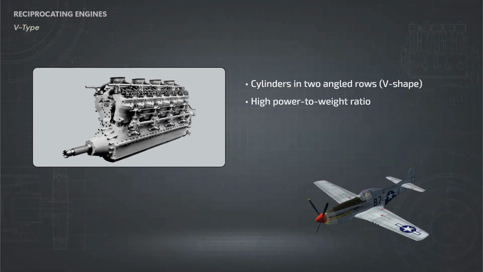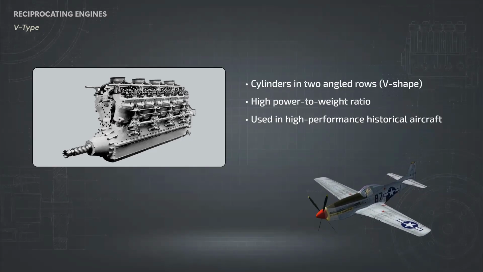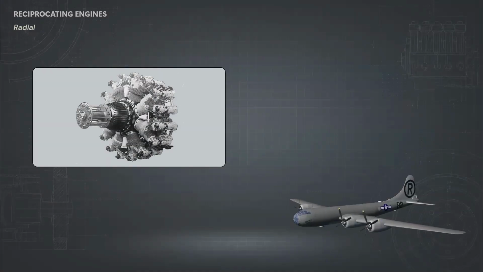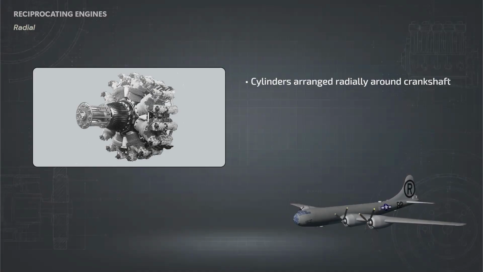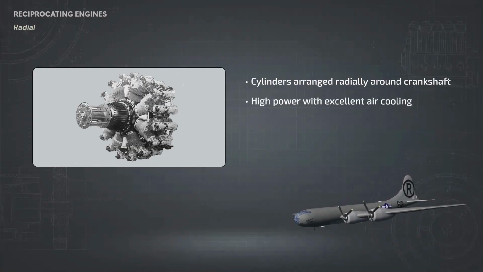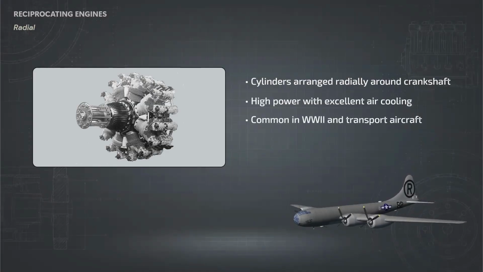V-type aircraft engines were widely used during the development of high-performance piston aircraft, particularly before turbine engines became dominant. A radial engine arranges its cylinders around a central crankshaft. Radial engines became especially important during the golden age of piston-powered aviation. Their air-cooled construction and robust design made them well-suited to many military and transport aircraft.